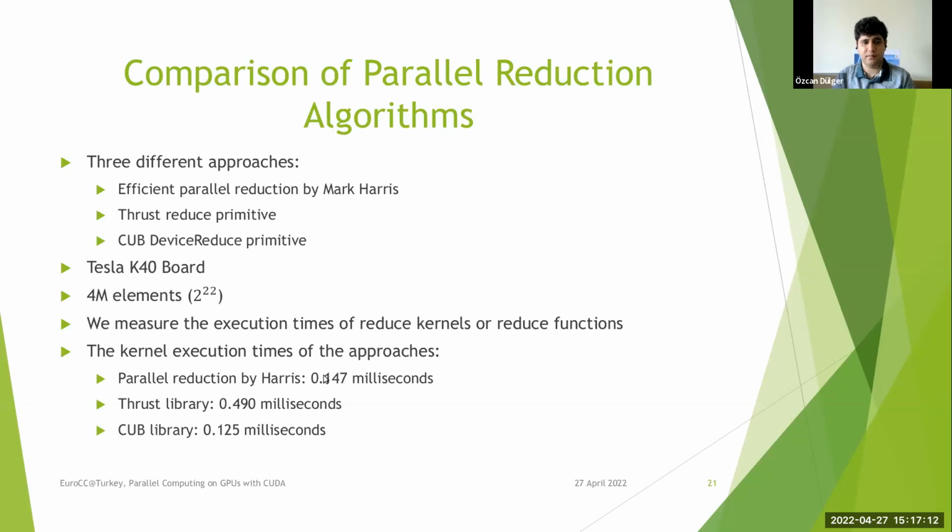The parallel reduction proposed by Harris takes 0.147 milliseconds. For the Thrust library, 0.49 milliseconds, and for the CUB library, 0.125 milliseconds. As you see, Thrust has the worst execution time. CUB is a little bit better than parallel reduction, but not by much.